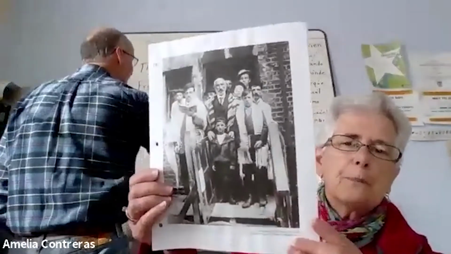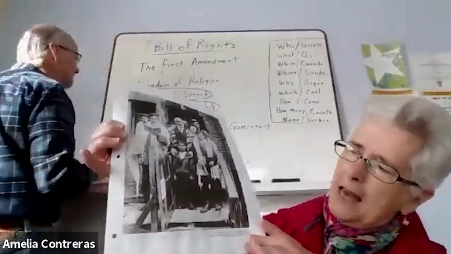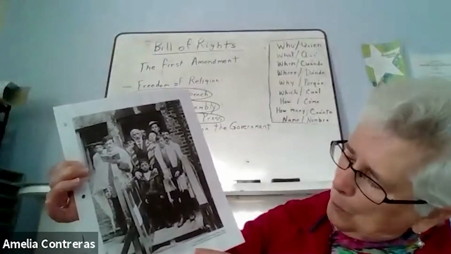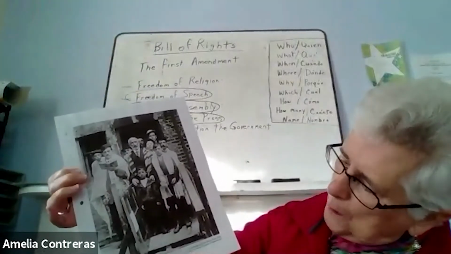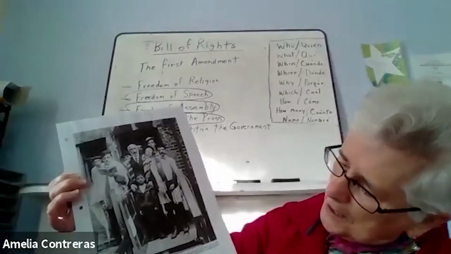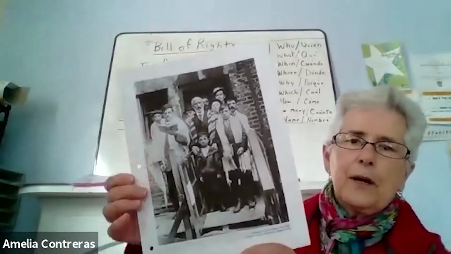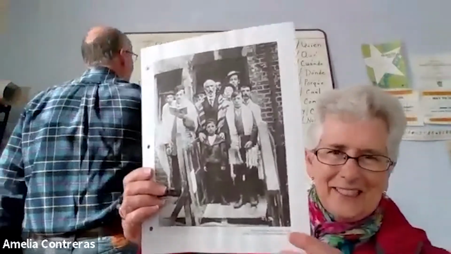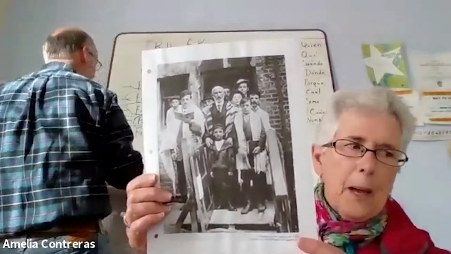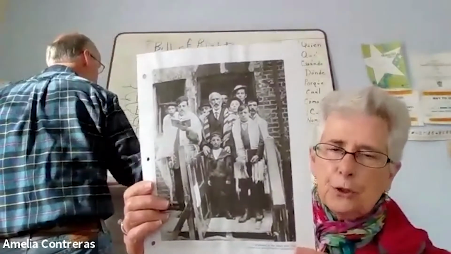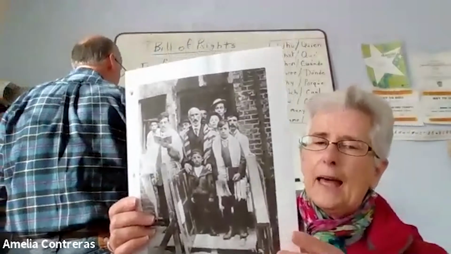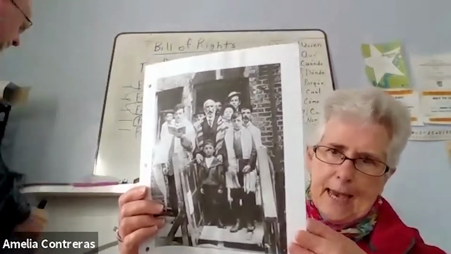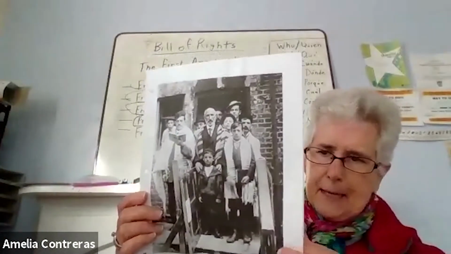Now, this one is freedom of religion. And this is interesting because it says people were outside a synagogue on Yom Kippur around the year 1900. So that's like 120 years ago. And the people were able to go to church or go to synagogue, actually, and to worship God in their own way, just as everyone in the United States has that same freedom.